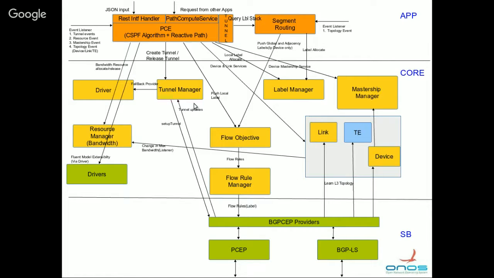Okay, and coming to the southbound, BGP-LS learns the topology. Basically, it's only learning about the topology and TE information. So after learning, it pushes to the link and device as well as to the resource manager. It attaches the resources with respect to the device to the resource manager. Basically, it registers them, for registering purposes.